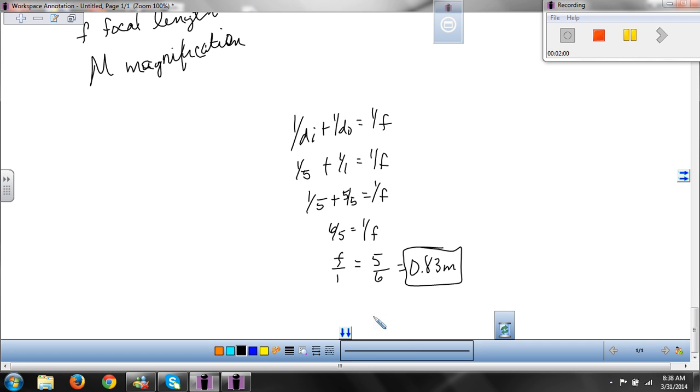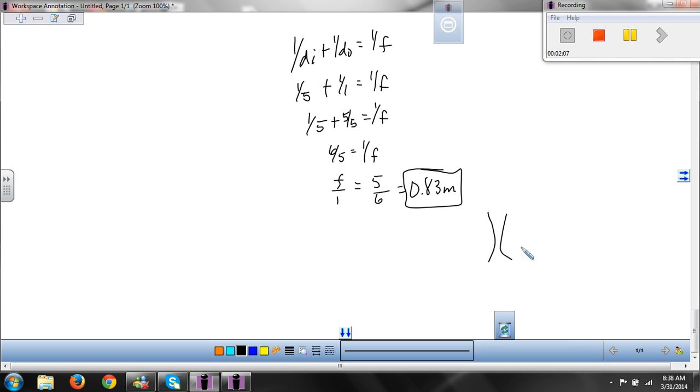Okay. Then we have number 2. Number 2 says, Sadie looks at her friend's face through a diverging lens. That's the one that looks like that. Is the image real or virtual? They're always virtual with that kind of a lens. If our friend's face is 50 centimeters from the lens, that forms an image of 20 centimeters. What is the focal length?